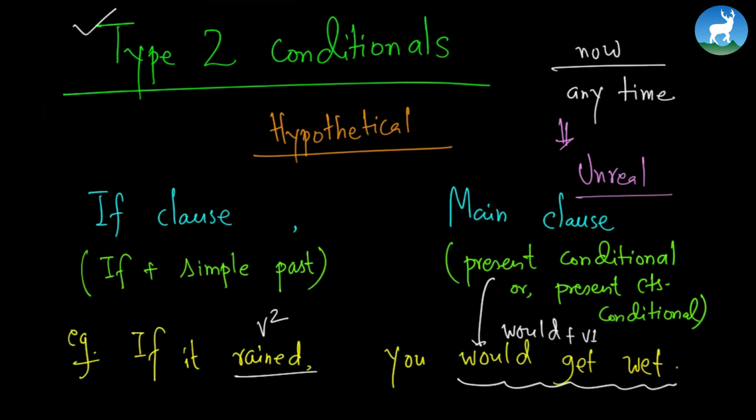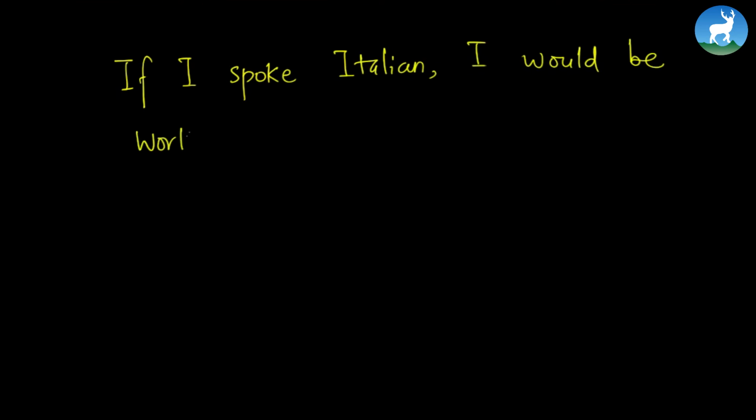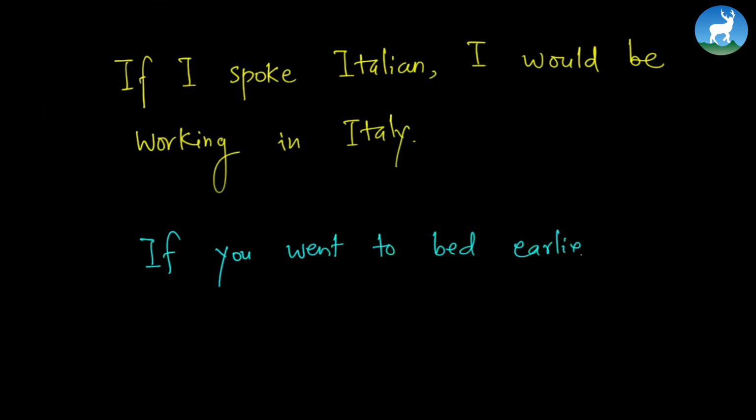So let me write you more examples of type 2. Some of the examples are: if I spoke Italian, I would be working in Italy. If you went to bed earlier, you would not be so tired.